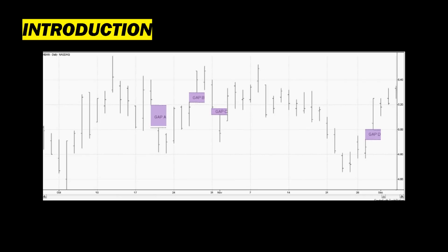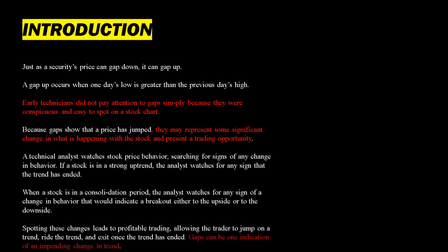So we take a look at this. Now this is on an intraday daily chart here. We have 4 gaps: gap A, B, C, D. I don't necessarily agree with a lot of the language here, but I do have an idea of what's going on. Just as a security's price can gap down, it can gap up. A gap up occurs when one day's low is greater than the previous day's high.